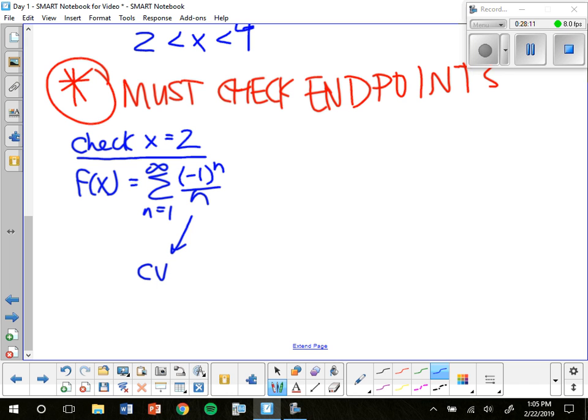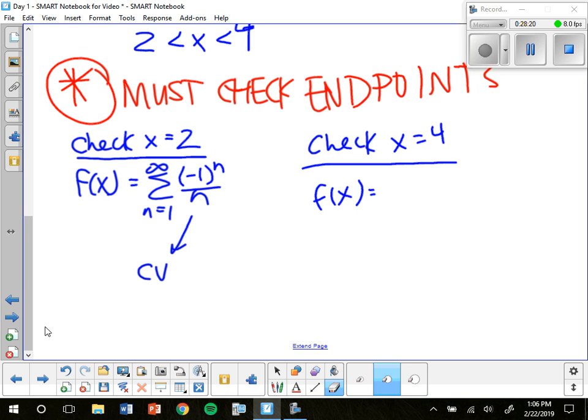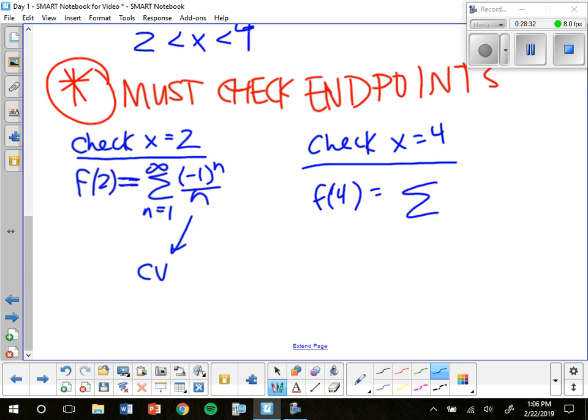Now I need to check my other endpoint. Which means I plug, really I should write it to here. I plug 4 in to my power series. And I get 4 minus 3 to the n, which is what? 1 to the n, which is just what? 1. And that endpoint makes it diverge. Because it's harmonic. Good. Alternating harmonic converges, which is the left endpoint.